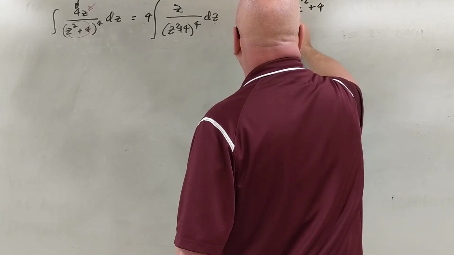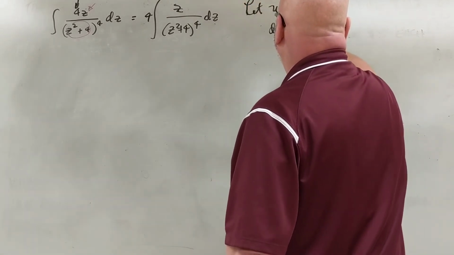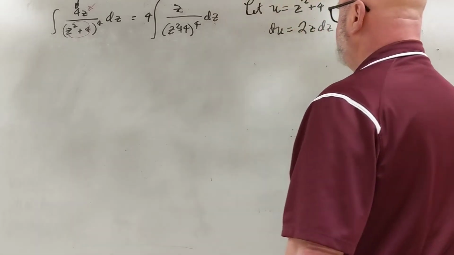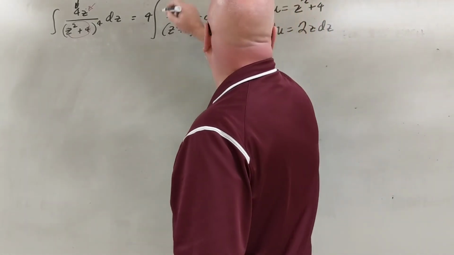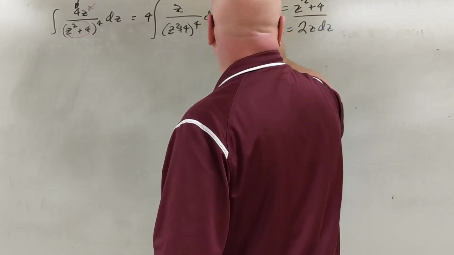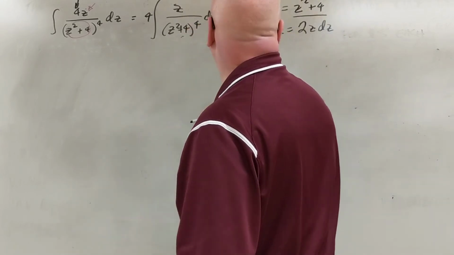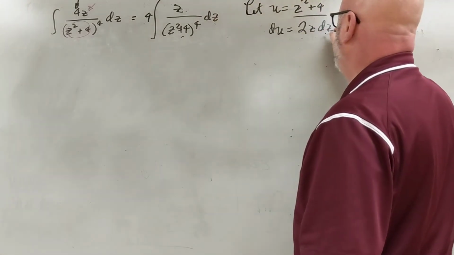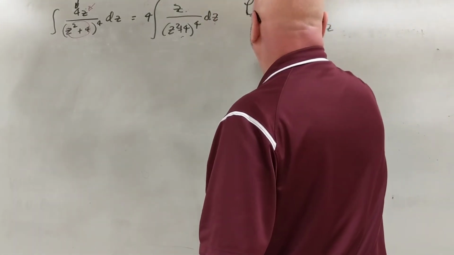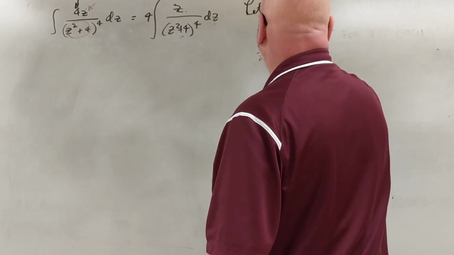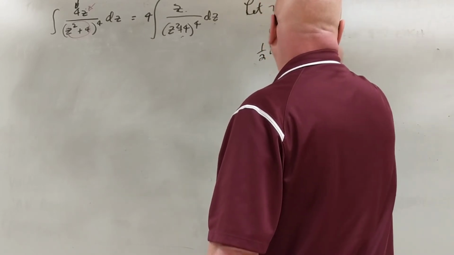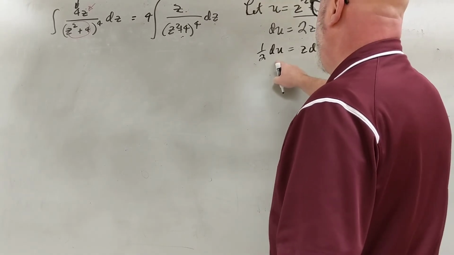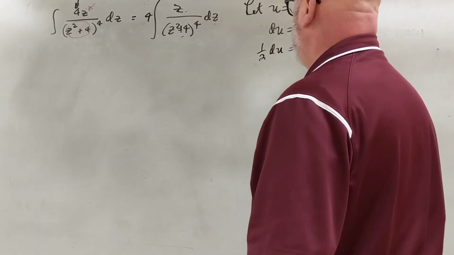Then the derivative of U, du, would be 2z dz. And you notice up here, let's see, the z squared plus 4 is covered right there. But here I have z dz, and here I have 2z dz. So the easy thing to do is to correct this now, which is to multiply both sides of this by 1/2. And now I have my z dz. So when I substitute in 1/2 du, I can substitute that in for z dz right there.